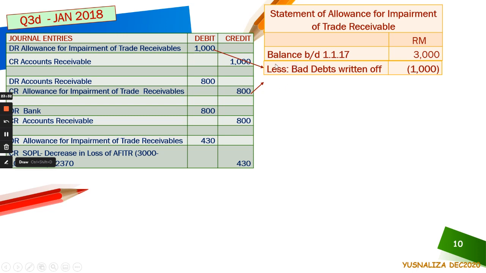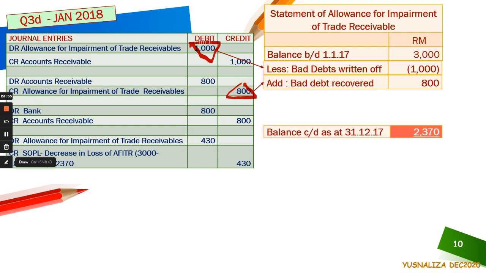So you will have to take off the bad debts, because you debit your allowance. Remember, when you debit, that is actually a reduction. Then you need to record the recovery of bad debt. Recovery, so there is again some increase. And now the third thing you need to do is to calculate the expected credit loss for that year. Here you can see there is no journal entry for this, because this is the allowance balance for this year. How do you get 2,370?